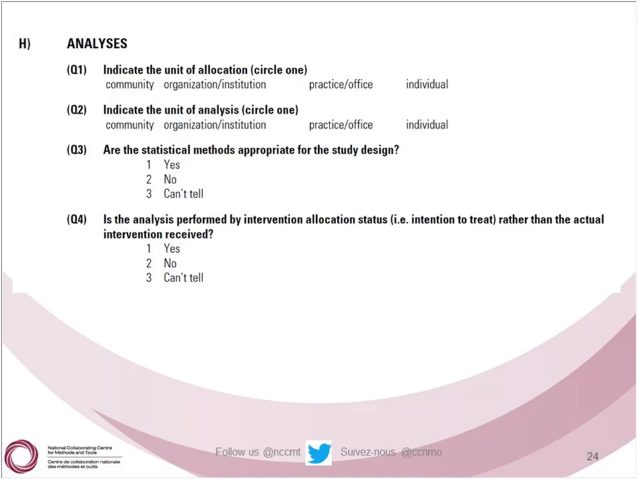Again, if you've allocated at an organizational level, then are you analyzing at that organizational level? Again, our answers here are yes, no, and can't tell. Sometimes it isn't completely clear. We're looking for the researchers and authors to have told us exactly what they've done here, although sometimes by looking at the analysis, we might be able to get a sense of how that was done.